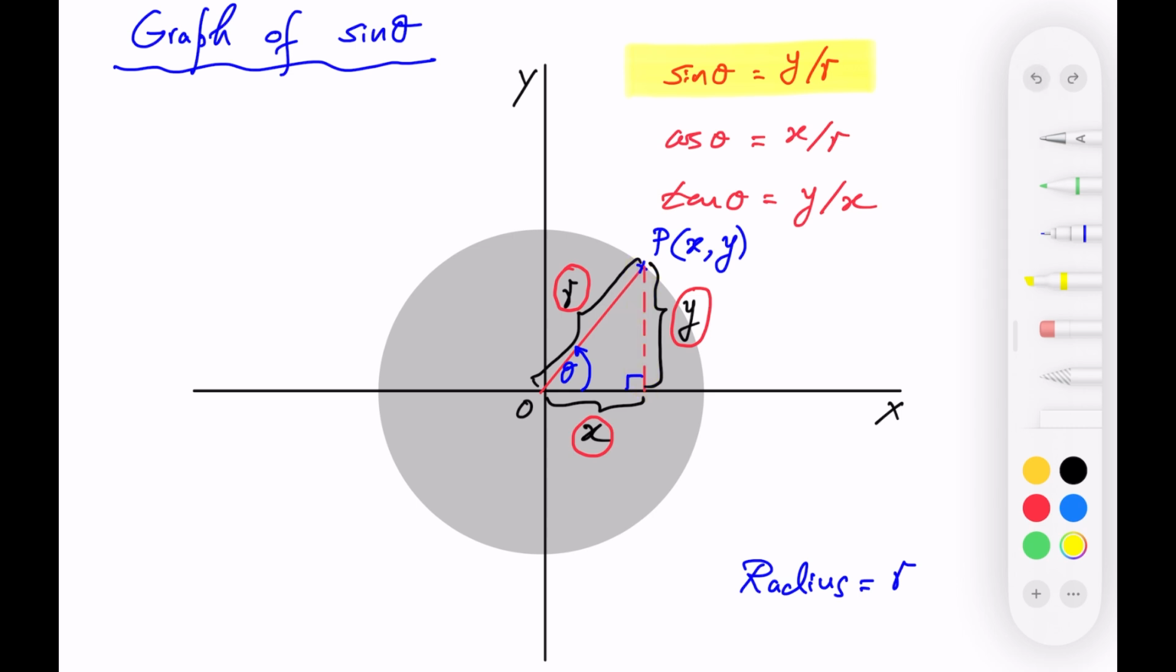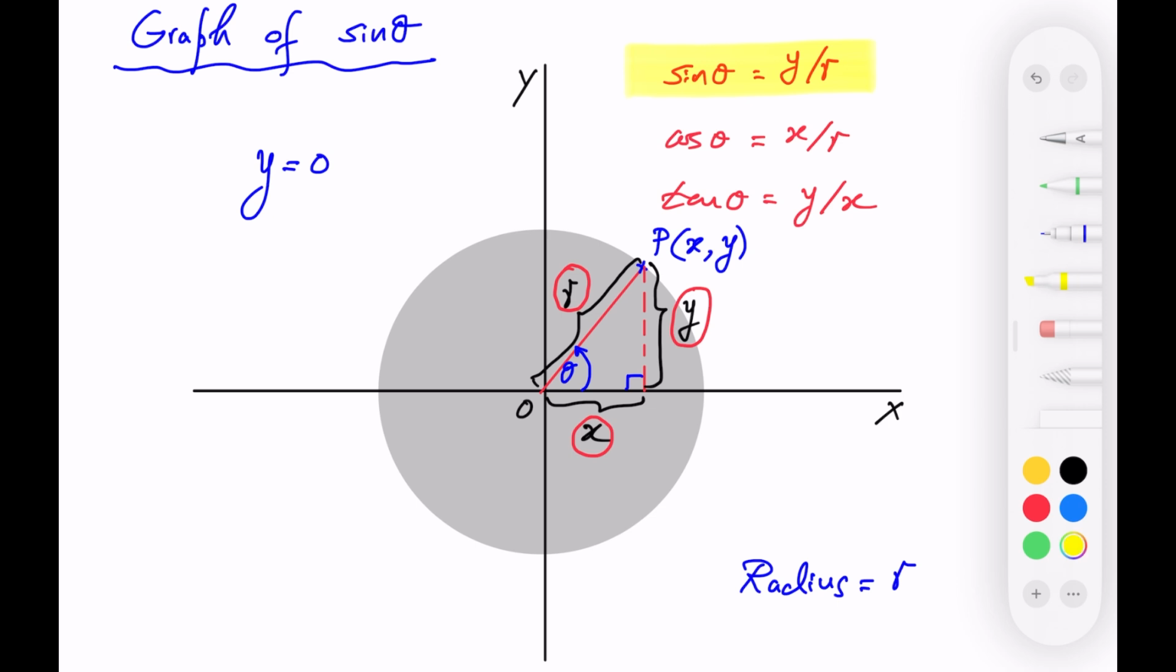Let's say theta was 0. If theta was 0, the point P cannot be somewhere there. That point P should be on the x-axis, just right here. If point P was right here on the x-axis, the y value is equal to 0. So remember that y could be equal to 0. But is that the lowest value that y can take?